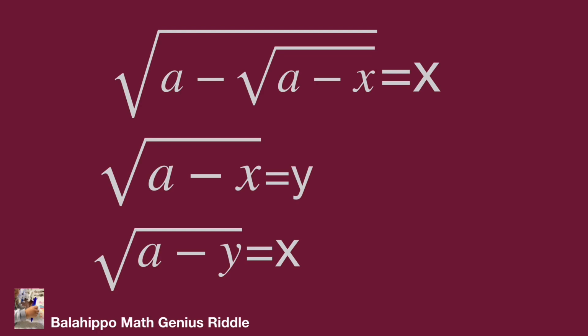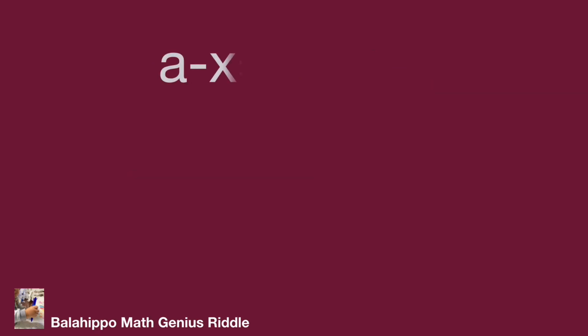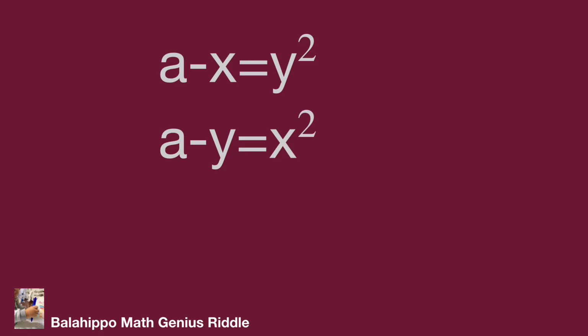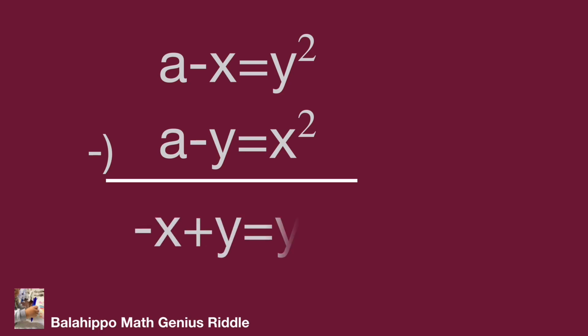Square both sides of the equations. Then we will get a minus x equals y squared and a minus y equals x squared. After that, I'm going to remove the item a. So a minus x equals y squared, minus a minus y equals x squared. Got minus x plus y equals y squared minus x squared.